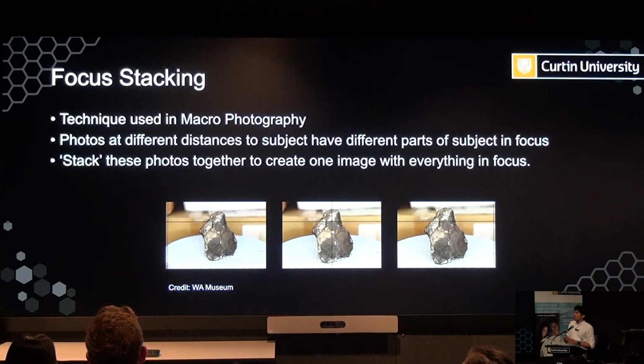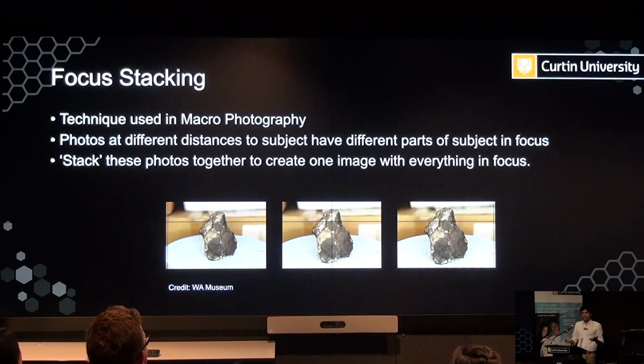Okay, so the next step is focus stacking. I talked a bit about it earlier in the method section, but focus stacking is a technique that's borrowed from macro photography. The idea is if we have a camera and we take photos at varying distances to the subject, you get different parts of the subject in focus in each of those photos. If we take a bunch of these photos and then combine them together, we can get one image where everything is in focus.